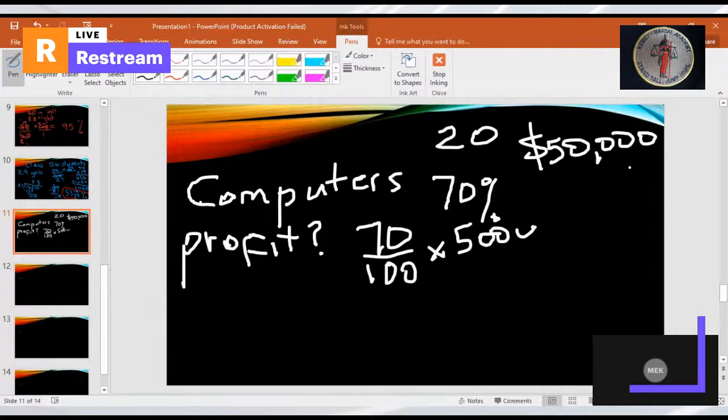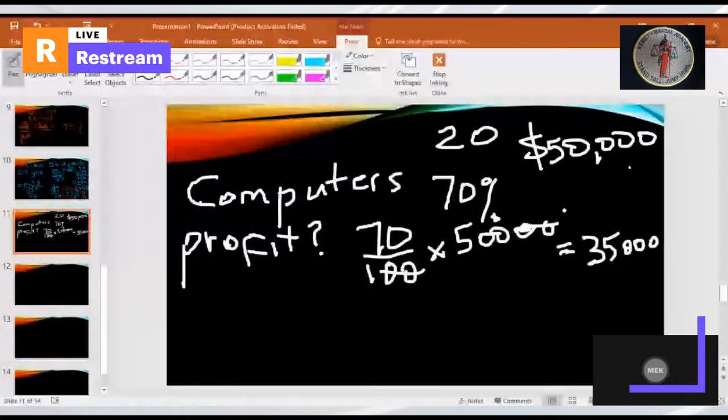And we know when we're dividing by 100, we can just cancel this like that. So what we really need to find now is 70 times 500, right? That should be 3,500, and we have 3 zeros. So that's $35,000 profit. That's just the profit. That's just the extra money that the businessman or woman is going to make on the deal.